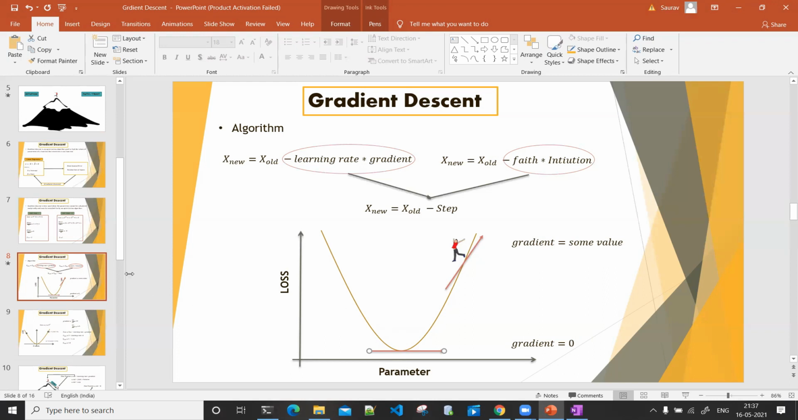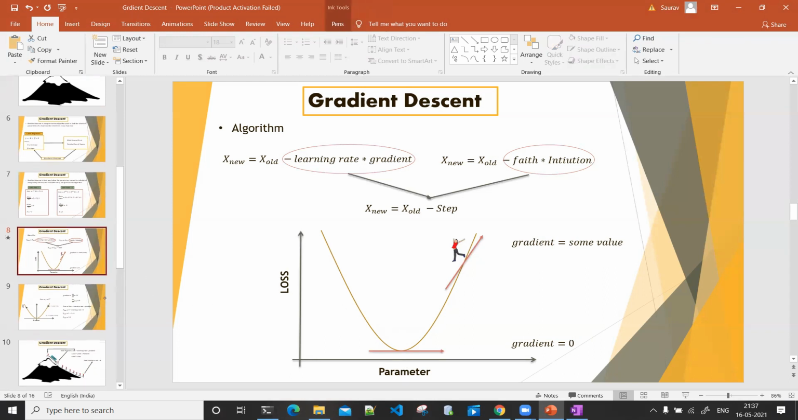Okay, let me see. Could you explain this equation once again? That loss and the intuition.